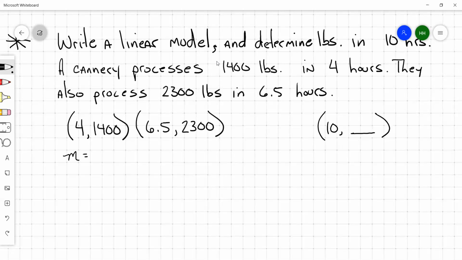So your m in this case is going to be equal to 2,300 minus 1,400, divided by 6.5 minus 4. So 2,300 minus 1,400 is 900, divided by 6.5 minus 4, which is 2.5. And 900 divided by 2.5 is 360. That worked out nice. So now you have a slope. If you take the first point and the slope, you write an equation in point-slope form.